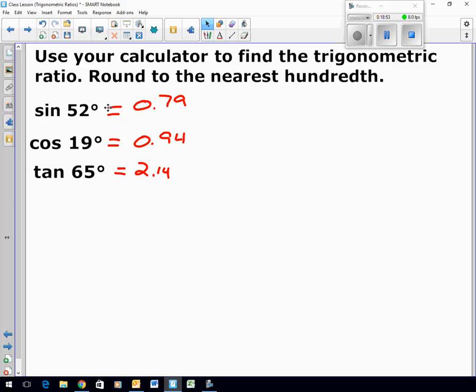Any questions on that? Yes. If those are letters and we have a triangle, can we still use a calculator? You're always going to be able to use your calculator. We haven't even gotten to real problems yet, so hold off one second for me.